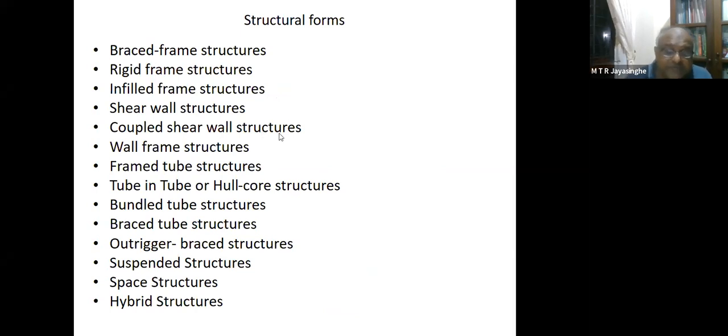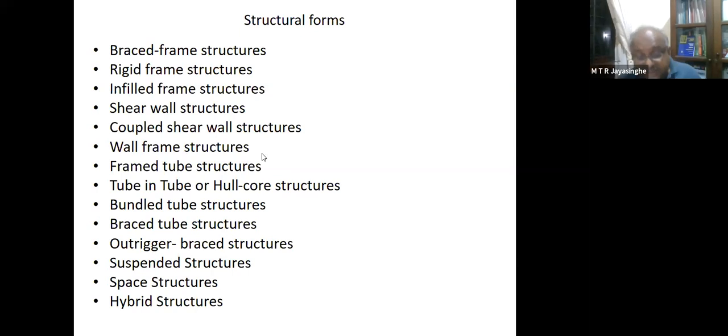And then coupled shear wall structures, a very useful system. You can nearly double the length of a shear wall the moment you combine two aligned shear walls. So you can improve the behavior a lot, but these are more vulnerable to earthquake damage. So we have to do proper earthquake designs for these coupled shear wall structures.